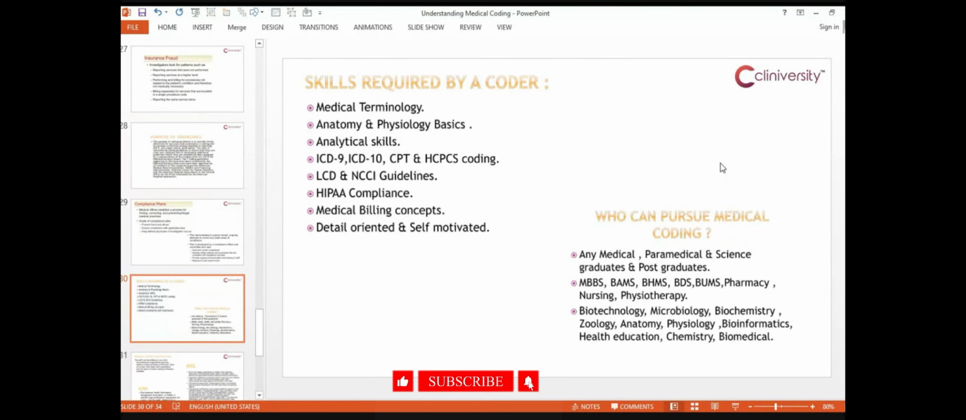Then analytical skills must be there when they are going through the reports. They must have a good knowledge and understanding of the different types of dictionaries we use for medical coding, like ICD-9, 10, CPT, and HCPCS, and how to code. They must know that. Then various guidelines are involved here, like LCD and NCCI guidelines. A coder should have knowledge of these guidelines.